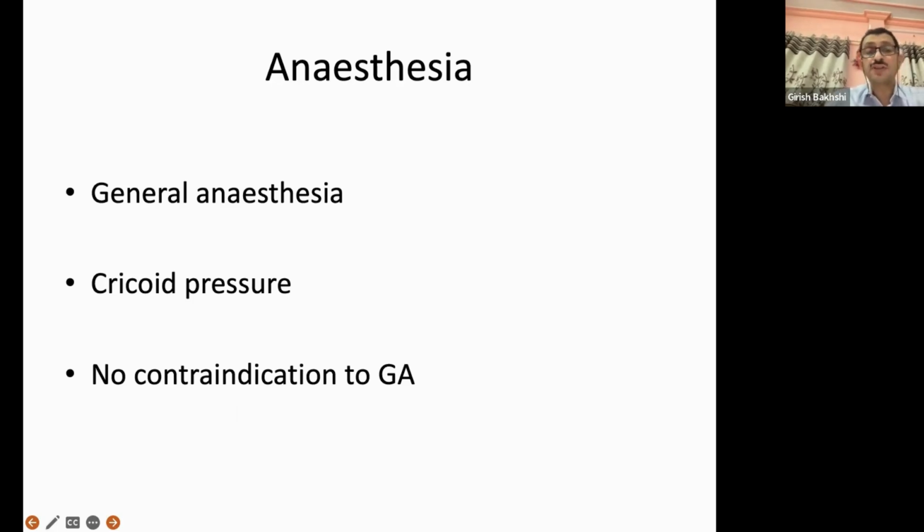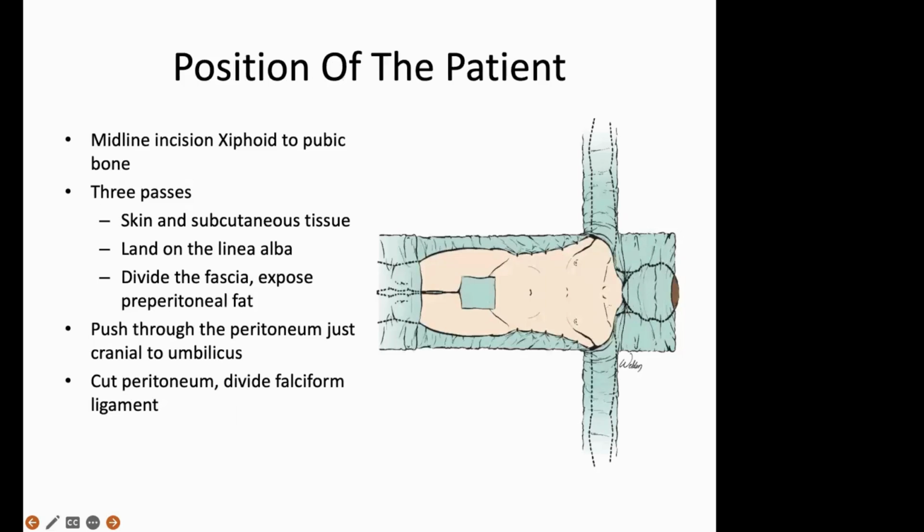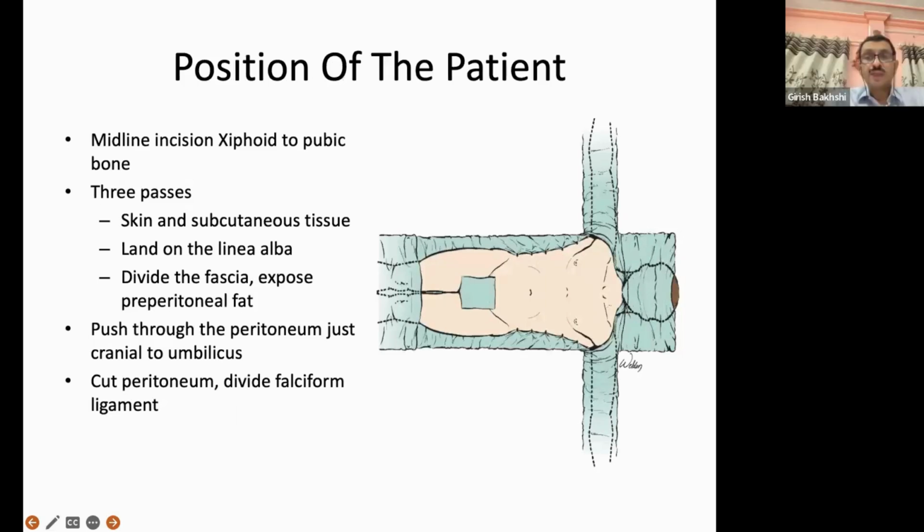So even if the patient is full stomach, we do something known as crash intubation where cricoid pressure is given to prevent aspiration and the patient is taken under general anesthesia. The patient is taken in midline position. It is cut through 3 layers: skin, subcutaneous tissue. The first pass going from xiphisternum down to the pubic bone. Second layer is the linea alba, and lastly, the peritoneum.